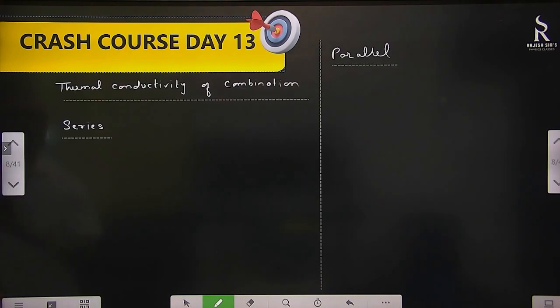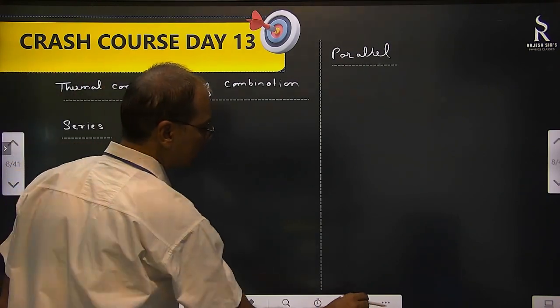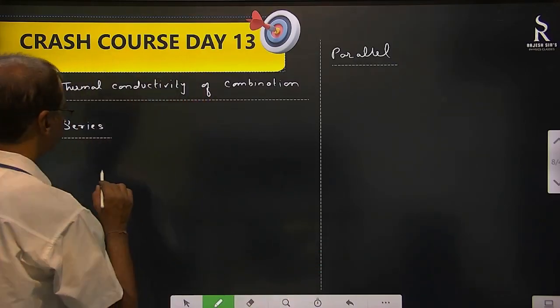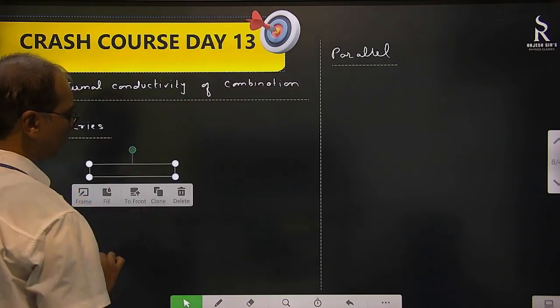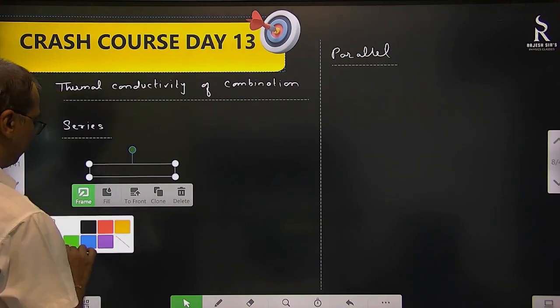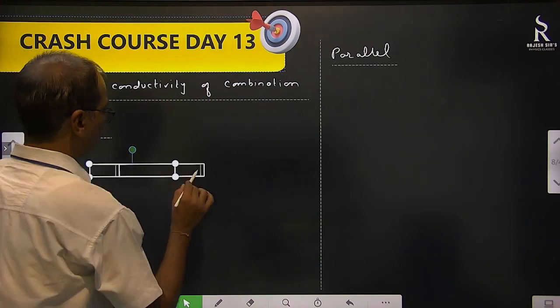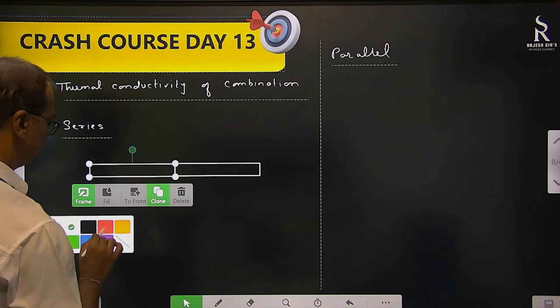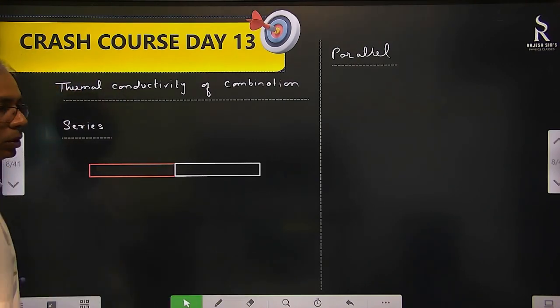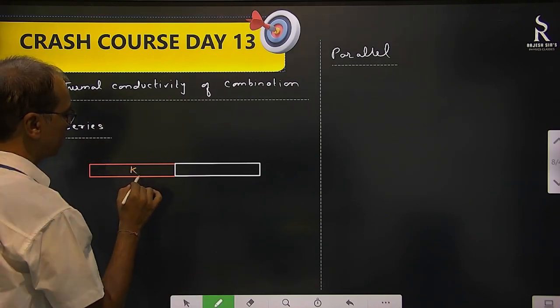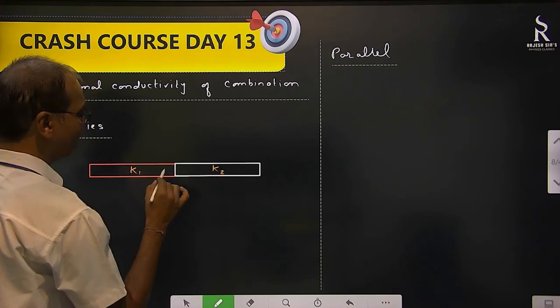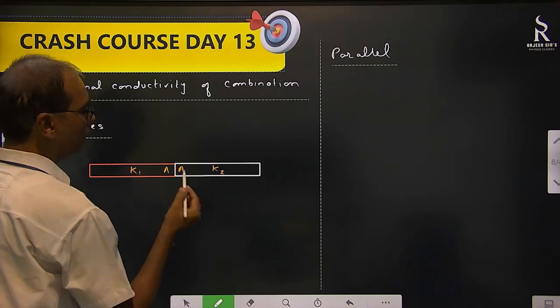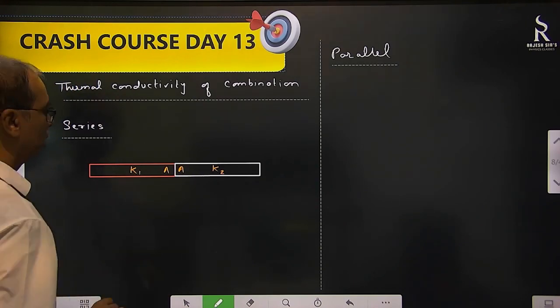All right. Thermal conductivity of a combination. Okay, this question is commonly asked. Suppose we are taking two rods like this. We have shown both are different; its thermal conductivity is K1 and the other's thermal conductivity is K2. Area you may take the same, or you can take different also, your wish. Okay, A and A.